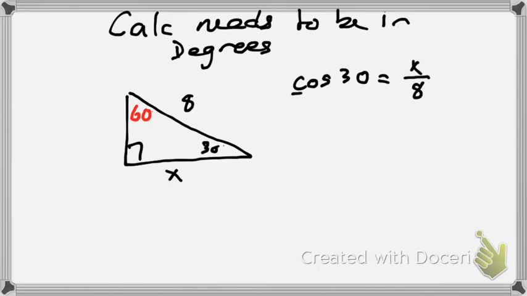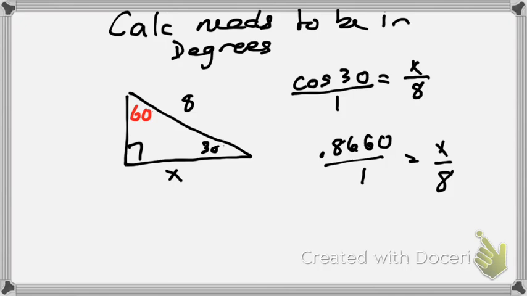I always teach my geometry kids to do this as cross multiplication. If you don't want to, that's fine. If you hit the cosine of 30 on your calculator, it's going to be 0.8660 all over 1 equals x over 8. When you do your whole cross multiplication thing, it turns into 6.93.